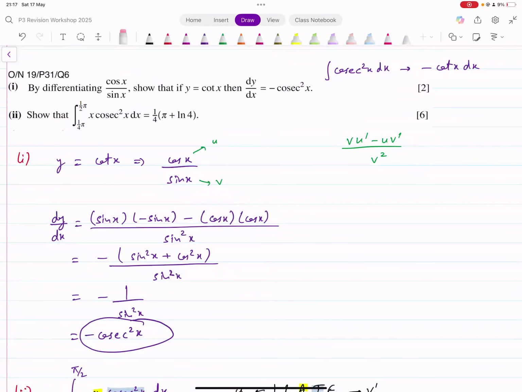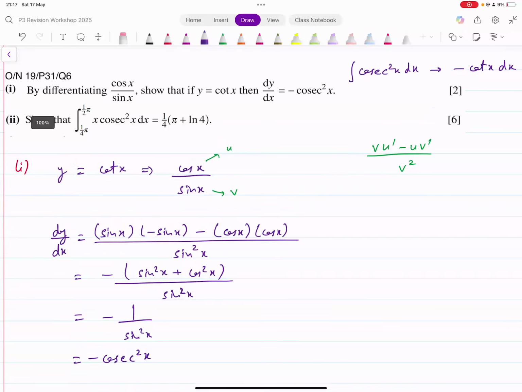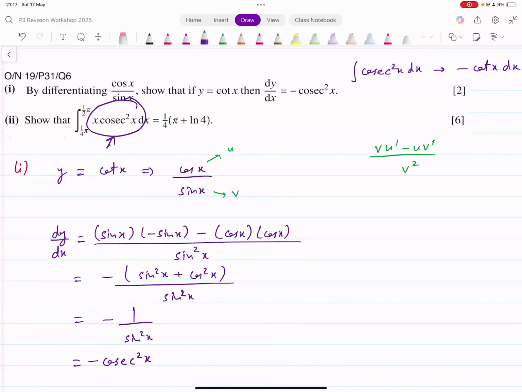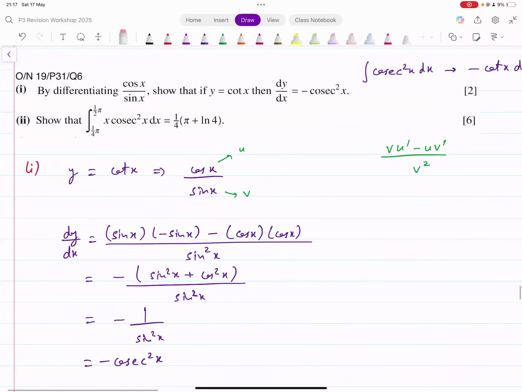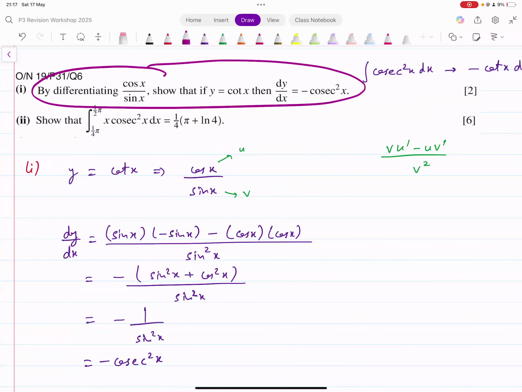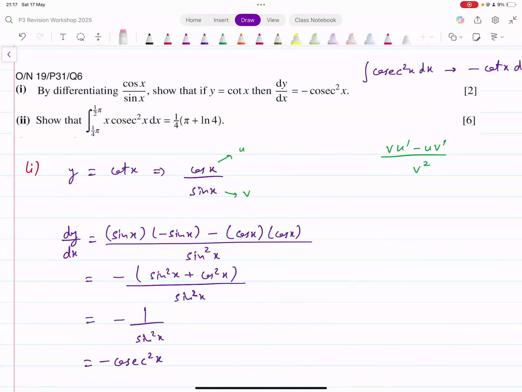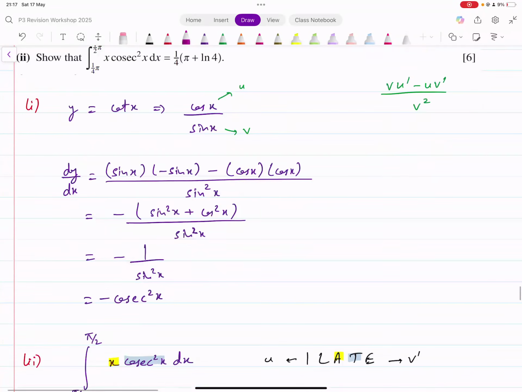And then in the second part, they want you to integrate this thing, x into cosecant square x. Now, whenever you have something done in the first part like this, it will always have some use in the next part afterwards. Now, how can you use this first part in the next part? x into cosecant square x.